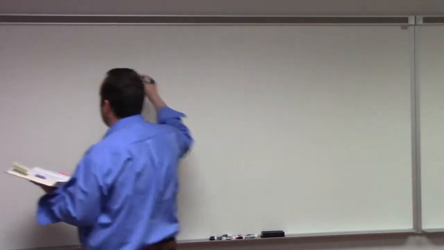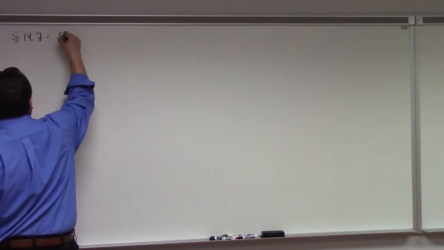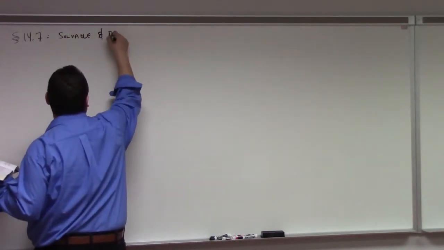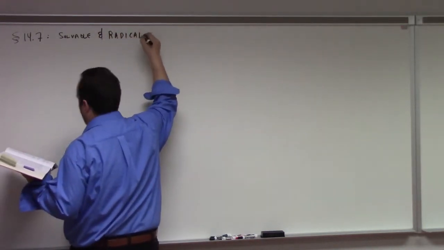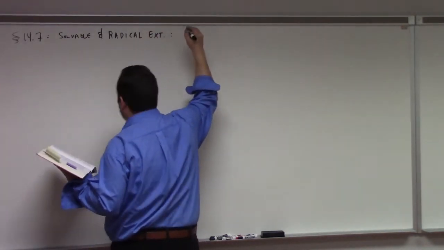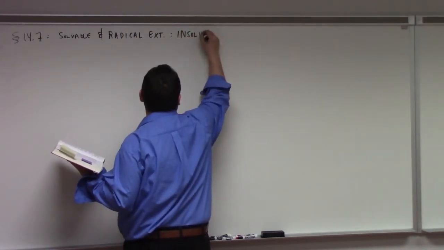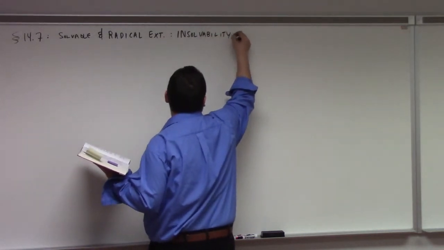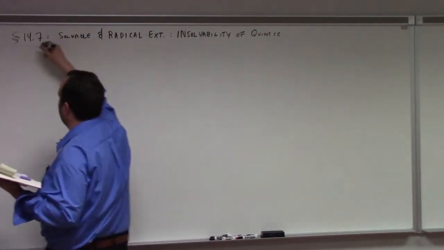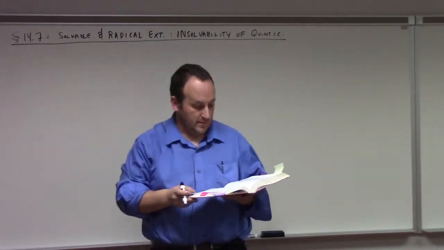So section 14.7 is on solvable and radical extensions, of course leading to the insolvability of the quintic. And of course there we're talking about an arbitrary quintic. There are particular quintics which we can solve.